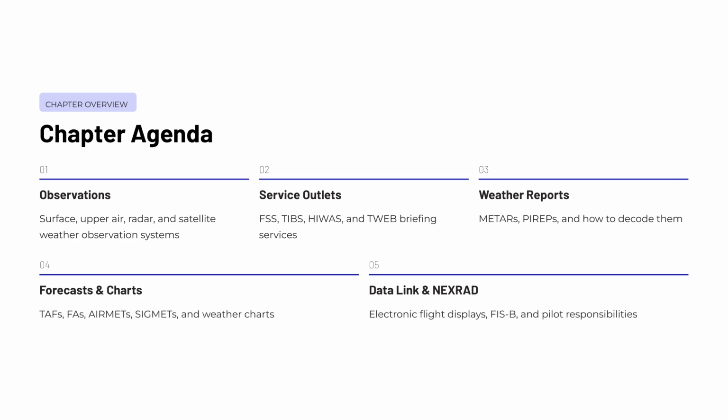We'll then move into weather reports, where you'll learn how to decode METARs and pilot reports. After that, we'll cover forecasts and charts, including terminal aerodrome forecasts, area forecasts, AIRMETs, and SIGMETs. Finally, we'll wrap up with a look at modern data link technology, NEXRAD radar, and the responsibilities that come with using electronic weather displays in the cockpit. By the end of this chapter, you'll have a solid foundation for gathering, interpreting, and applying weather information to make sound pre-flight and in-flight decisions.